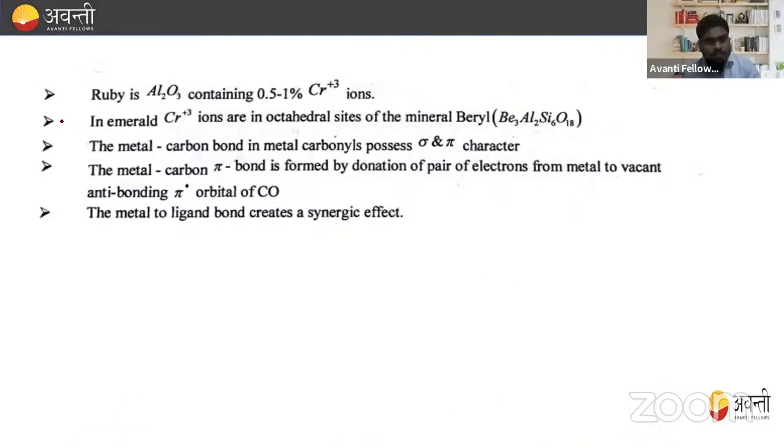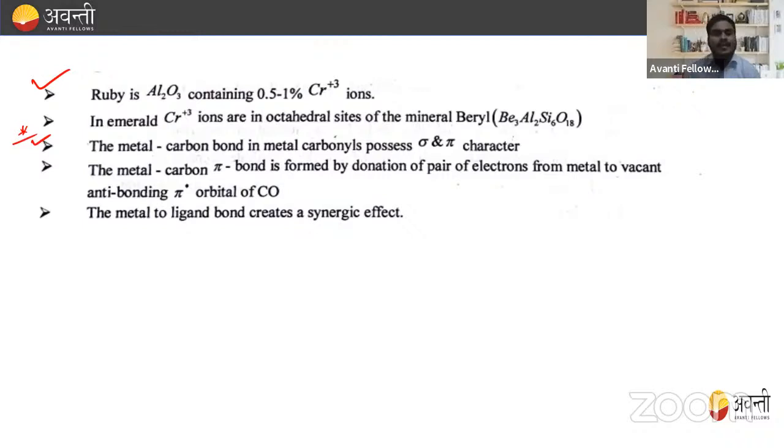Now, the next is that they are basically from metal carbonyl compounds. So ruby is Al2O3 containing 0.5 to 1% of chromium 3 ions. In emerald, Cr3+ ions are in octahedral sites of the mineral beryl. The metal carbon bond in a metal carbonyl possesses sigma and pi character. These points must be remembered. This is one important point. Okay. The metal carbon bond in the metal carbonyl possesses sigma and pi character.